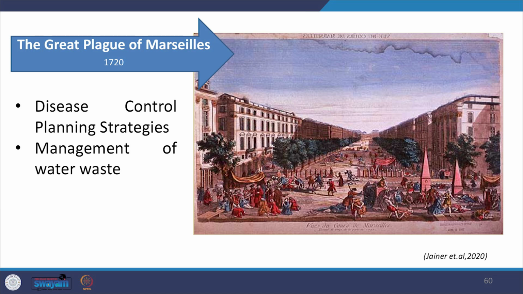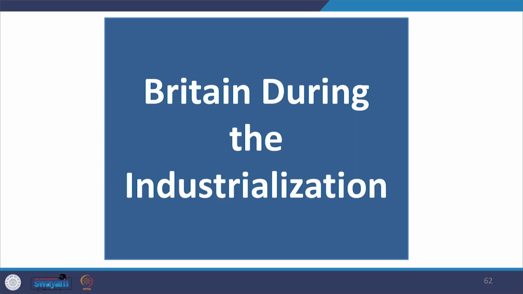This is an example of medieval and industrial cities implementing urban planning practices to aid disease control, and how management of water waste helped remake cities post-pandemic. Now let us look at Britain.